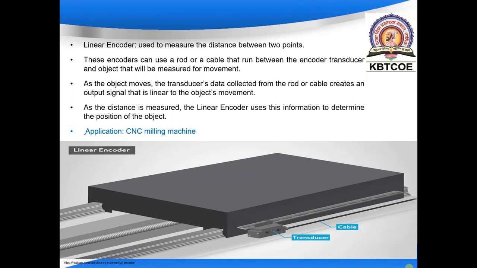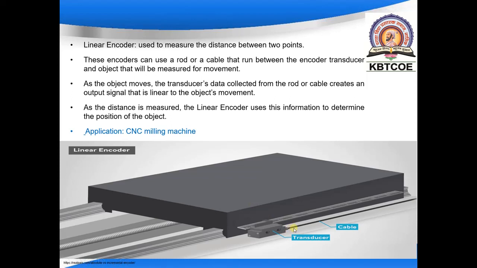Linear encoders. It is used to measure the distance between 2 points. That means when this object travels a particular distance linearly, it gives the position, the displacement of this particular object. These encoders can use a rod or cable that runs between the encoder transducer and the object that will be measured for movement. As the object moves, the transducer collects data from the rod or cable, which creates an output signal that is linear to the object movement.